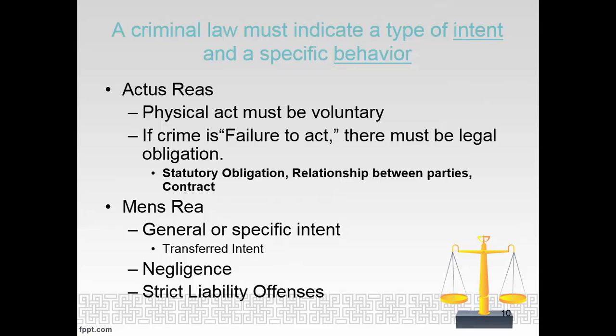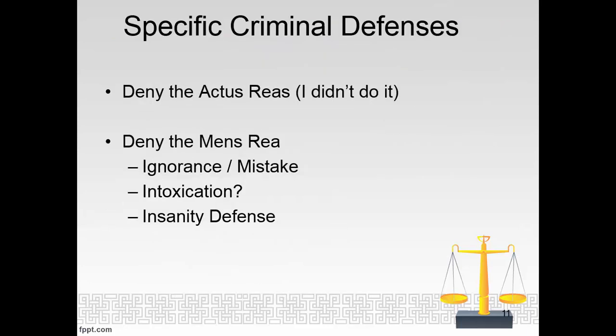Strict liability offenses refer to things that don't require any intent. Take traffic laws, for example. You don't mean to speed. You weren't paying attention. You had no intent to do that. But for those offenses, there's no need to show intent at all. So that's the necessary elements to show a crime has happened.